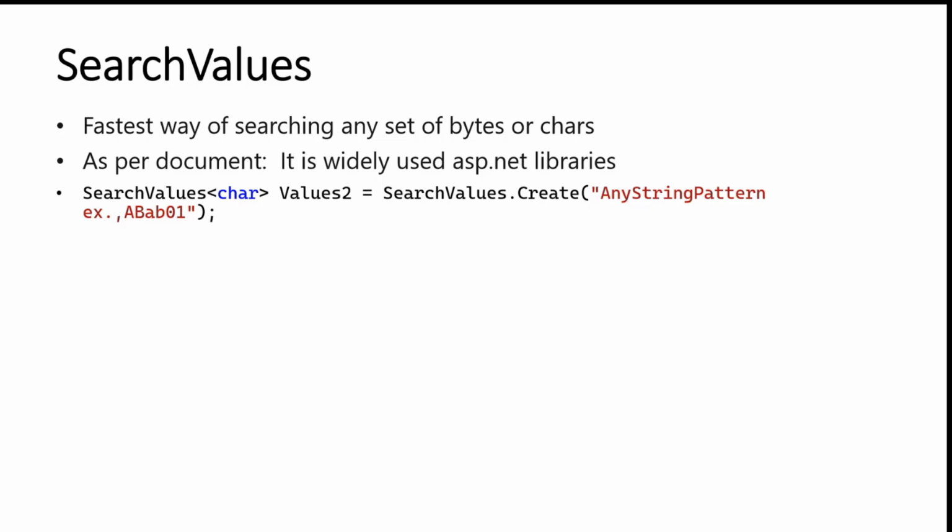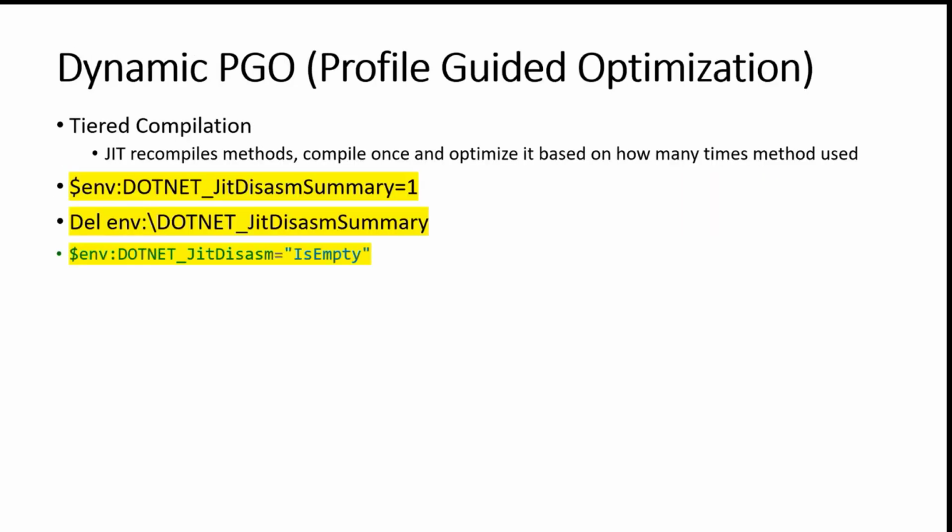It's a fast way of searching, as per the site and the information that I went through. And ASP.NET libraries internally use these new search values to look for it. I don't think we have any code without index of or contains. If I run through my code, I see hundreds of places with index of, contains, or you name it, right? So the pattern searching. That's the first thing we're going to see.